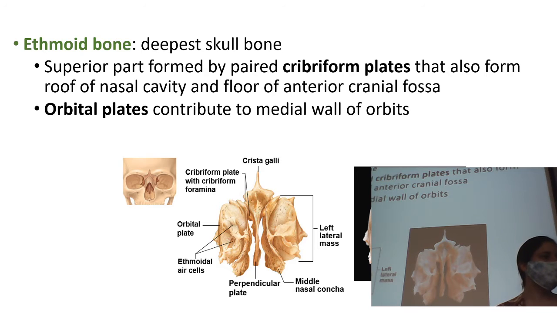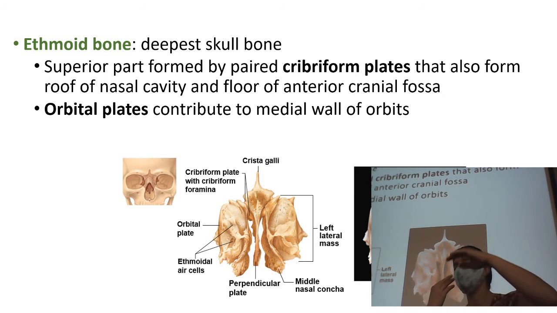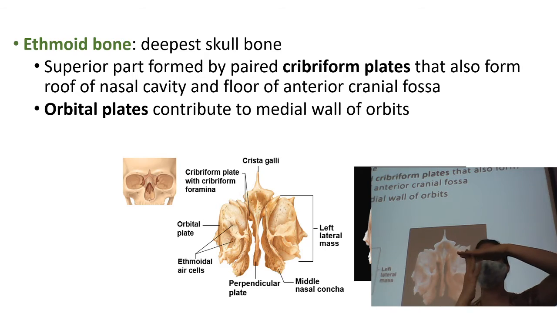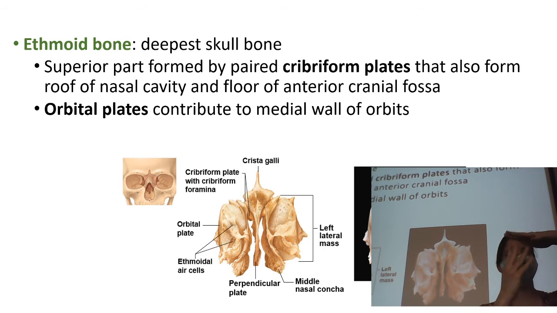It's making part of your orbits. It's got what are called the cribriform plates. So from your nose, you're going to have nerves going up into your brain. So you've got little holes that let those nerve fibers up into your brain, right?